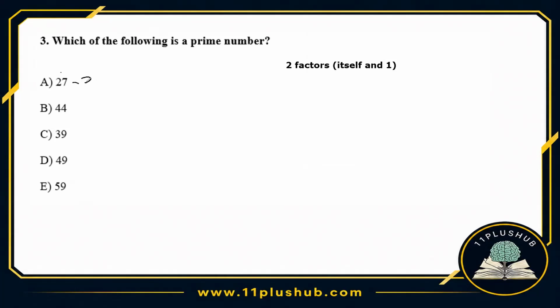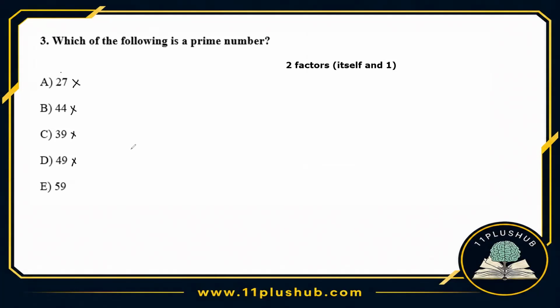So 3 goes into 27, doesn't it? 3 multiplied by 9, they're both factors of 27. So 27 is not a prime number. 44 isn't a prime number because it can be divided by 4 times 11. 39 isn't a prime number. It's in the 3 times tables, 3 times 13. 49 isn't a prime number. 7 times 7, so 7 is a factor of 49.